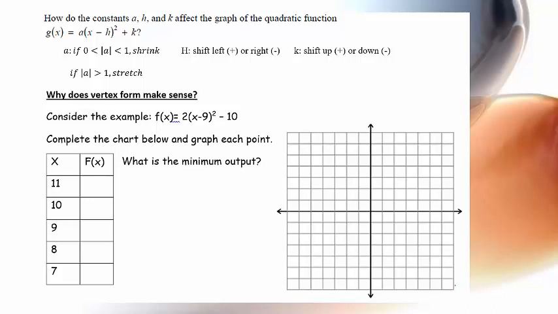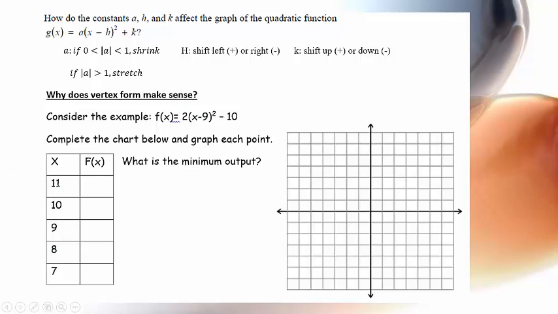So we're going to talk about why vertex form actually makes sense, why you can actually see where the vertex is based on vertex form. Why does this work? So what I'm going to do first is make a table. I'm going to use the following values. If you notice, I put 9 in the middle because 9's in the parentheses, and I put two numbers both bigger and two numbers smaller.